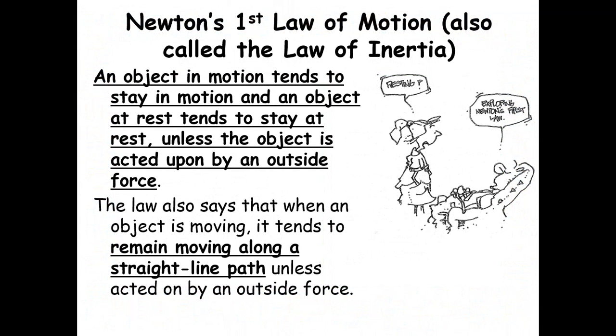Okay, now Newton's first law of motion, also called the law of inertia: an object in motion tends to stay in motion, and an object at rest tends to stay at rest, unless the object is acted upon by an outside force. The law also says that when an object is moving, it tends to remain moving along a straight-line path unless acted on by an outside force.